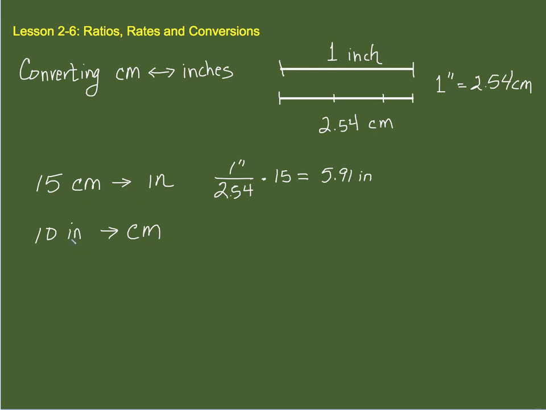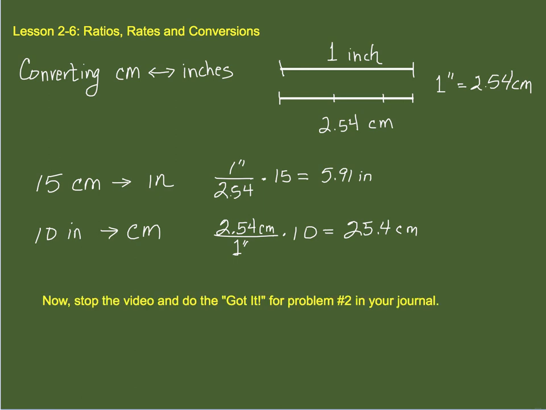If we want to convert inches to centimeters, we need to know how many centimeters there are in each inch. Well, for that, we use 2.54 centimeters in each inch, and we multiply that by 10, and we get 25.4 centimeters in 10 inches. Now, stop the video and do the Got It for problem number 2 in your journal.